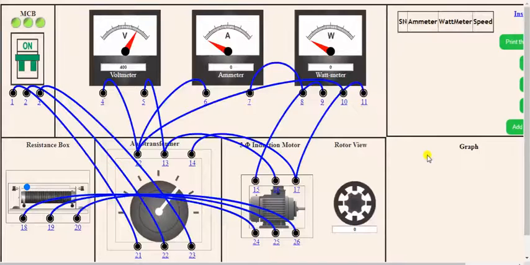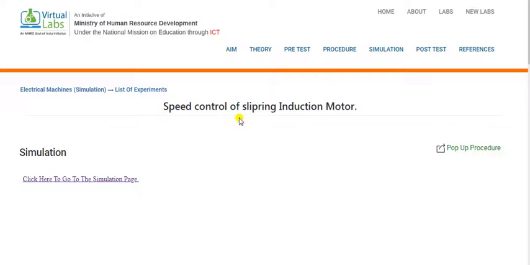Welcome to you all in this session of virtual lab simulation of electrical machine lab, and today's practical is speed control of slip ring induction motor by using rotor resistance. Okay, so we have the simulation that you are seeing on the screen. This is the practical and this is the circuit connection for the speed control of slip ring induction motor.